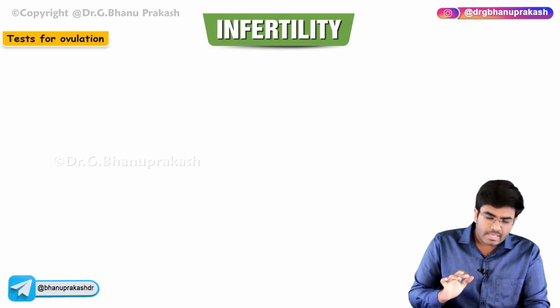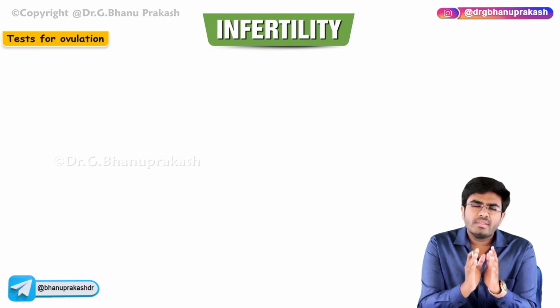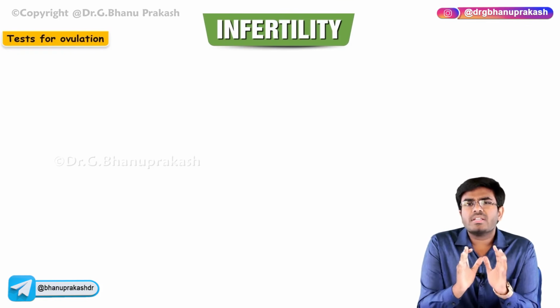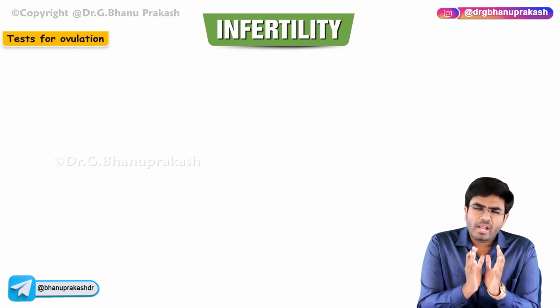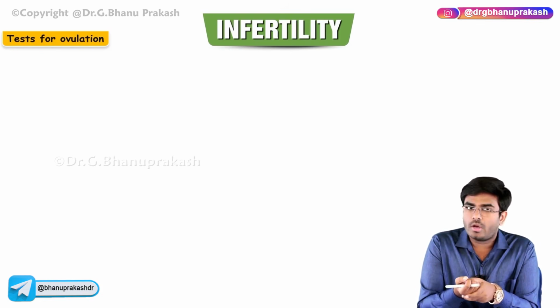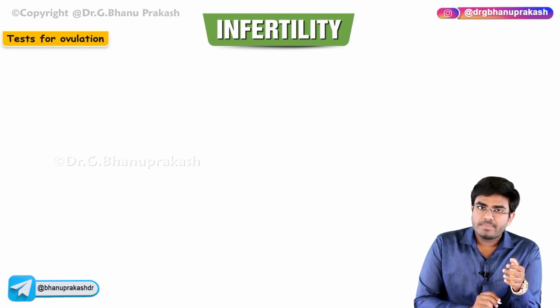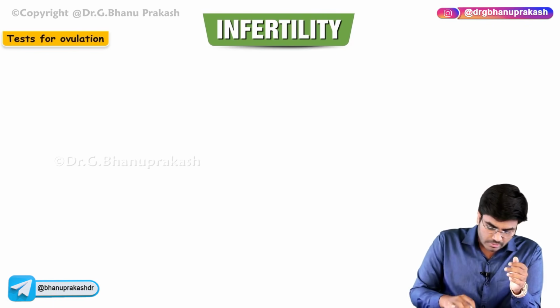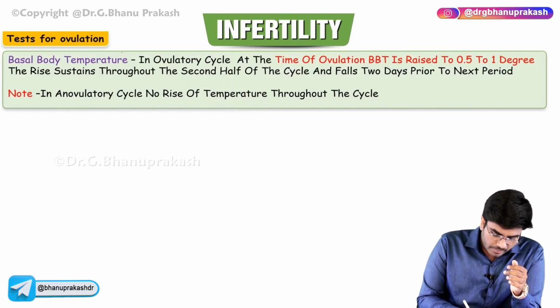Now after this, let's see whether the female is ovulating or not. So what's the main problem, guys? Anovulation. So how to know whether she is ovulating or not? So there are certain tests for ovulation which includes the basal body temperature method.